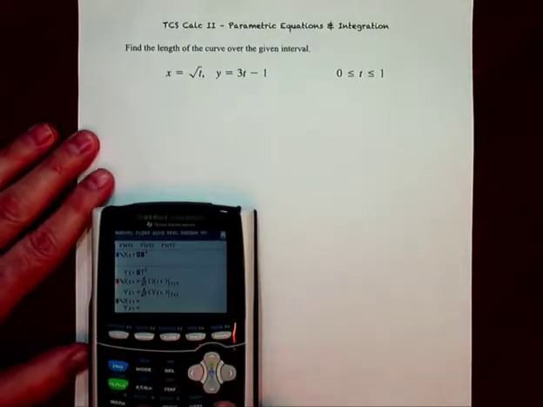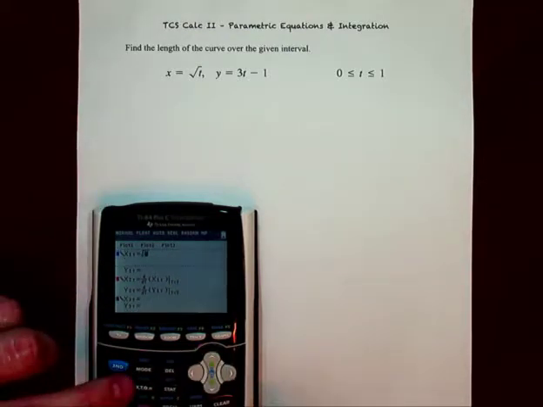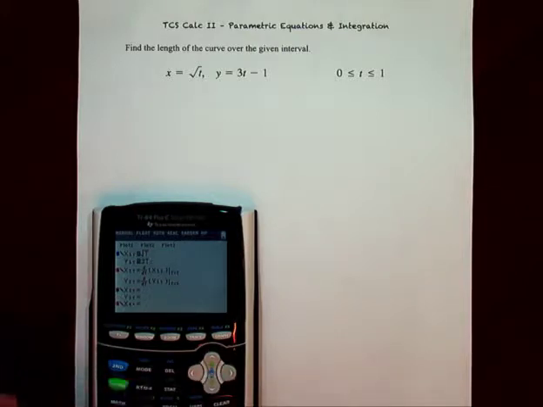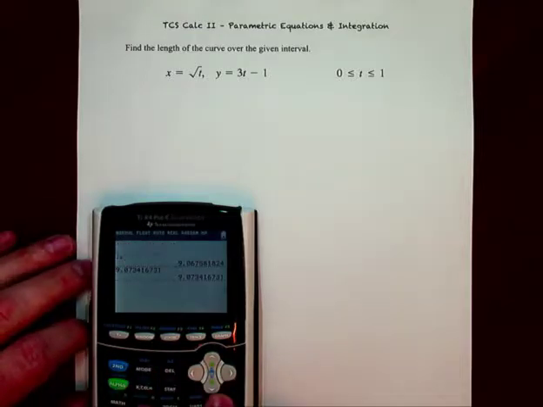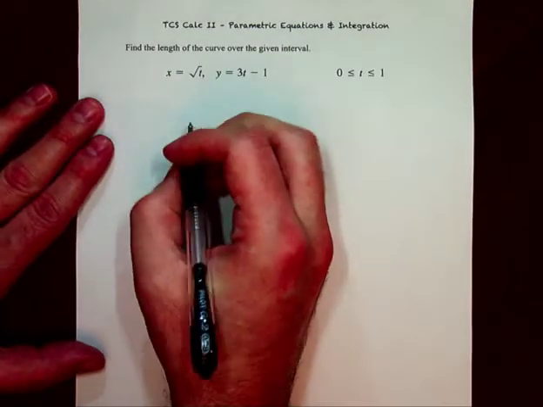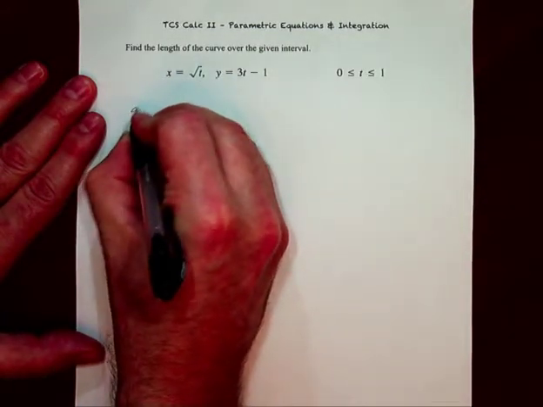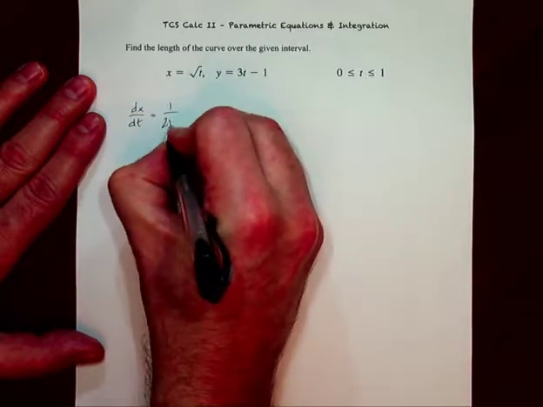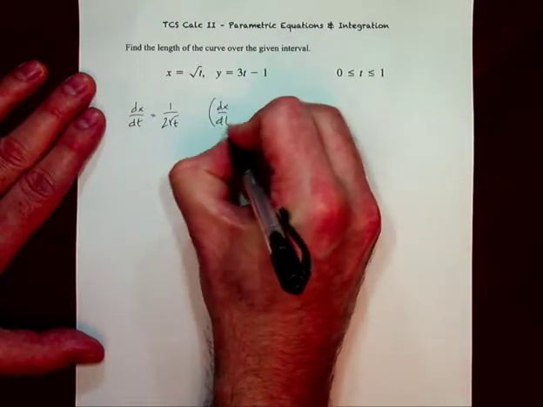And we can go ahead and put radical t in here, and then put 3t minus 1 in here. And let's go back to the main screen. Now, what we have here, we need dx dt and dy dt. So dx dt, we know, is 1 over 2 root t. We've done that 100 times, and so it should be automatic, right?